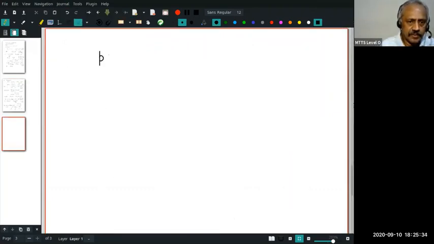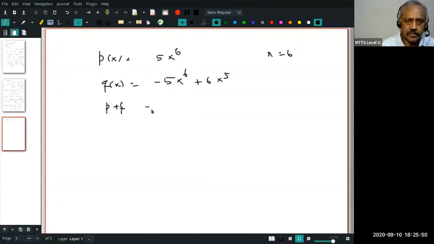Suppose let us take p of x equal to pi x power n, pi x power 6. This is my n equal to 6, right? And q of x equal to pi x power 6 plus 6x power 5. Then what will be p plus q? This polynomial is 6x power 5.